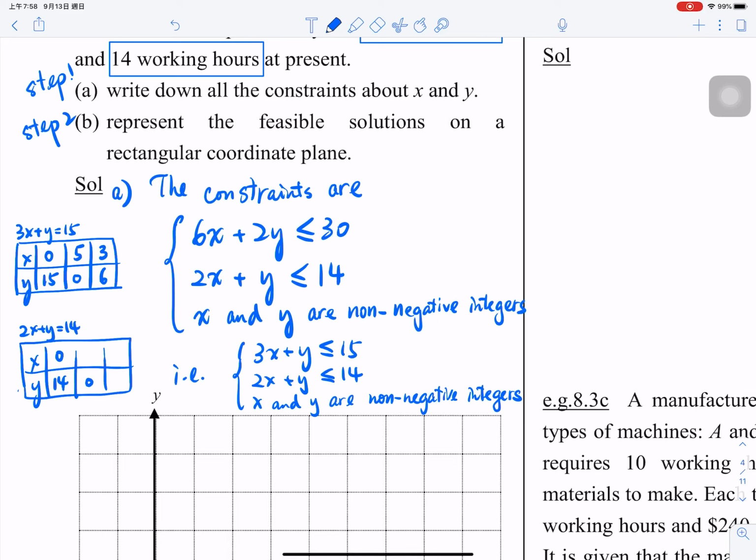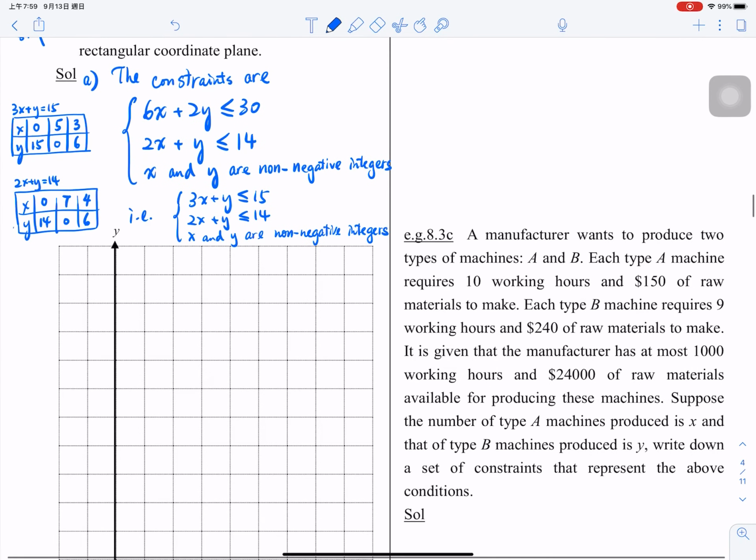Y equals 0, then x is 7. Good. Then any other points? How about we consider when x equals 4, y equals 6, correct. Okay, so afterward, draw the straight lines.